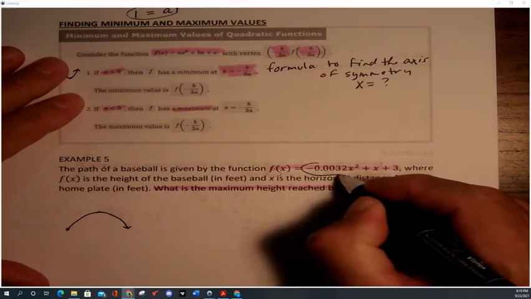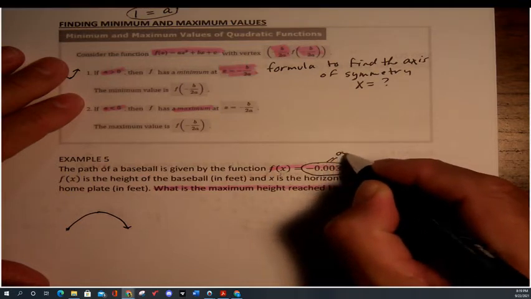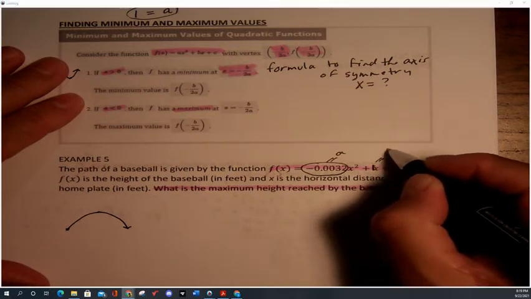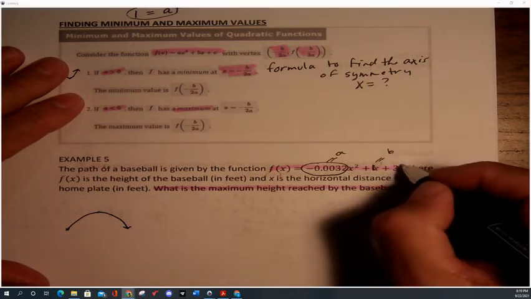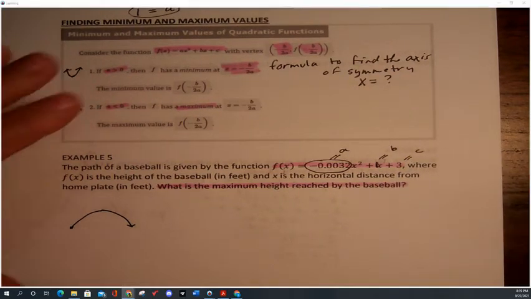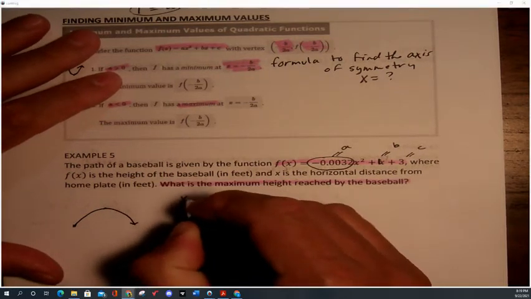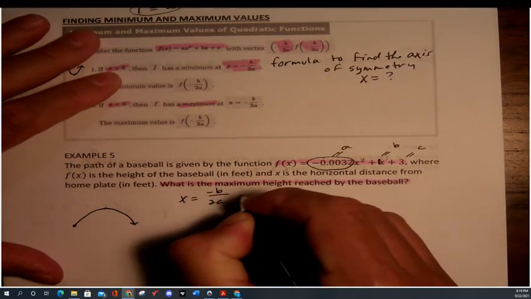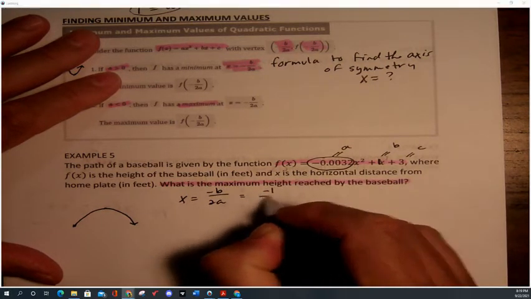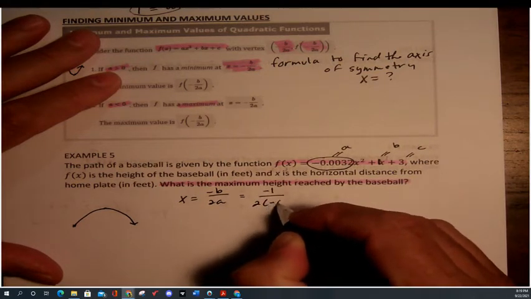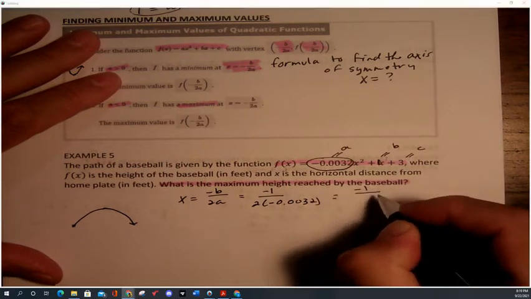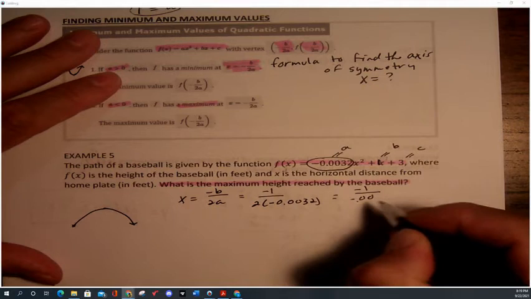This value right here, I've already mentioned, is a. That value right there, obviously, is just an x, so my b value is equal to 1. This is my c value, but I don't need my c value for this problem. So x is equal to the opposite of b over 2a. b is positive 1. Opposite of that is negative 1. a is equal to negative 0.0032. And if I multiply that denominator, I get negative 0.0064.